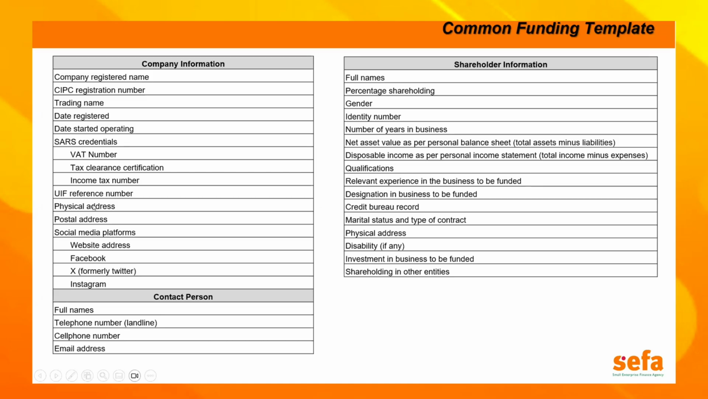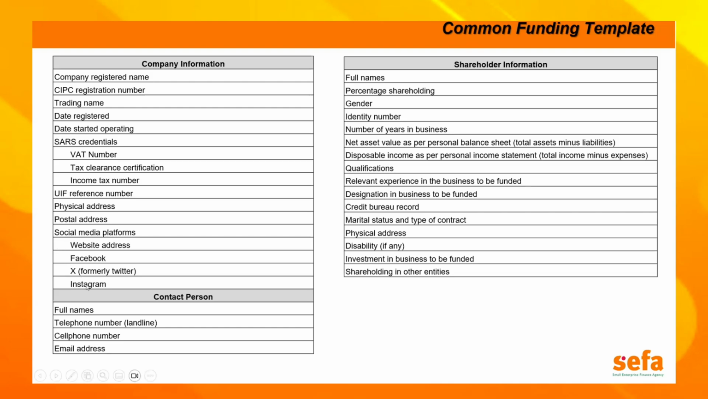The physical address of the business, because that is the location of the business that will be applying for funding, the postal address, the social media platforms. All the social media platforms, we'd like to know about that, because when you do your desktop due diligence, one of the things that you check is this kind of thing. You check the website, for instance, the Facebook, and also things like your X platform, Instagram. We expect that. So that is what you need to cover under company information.